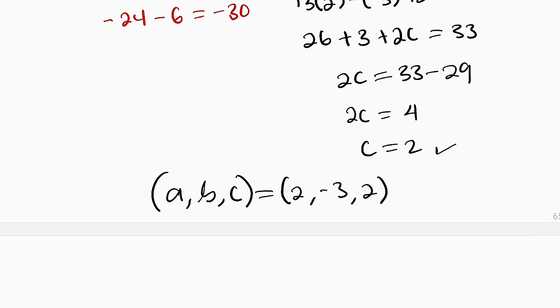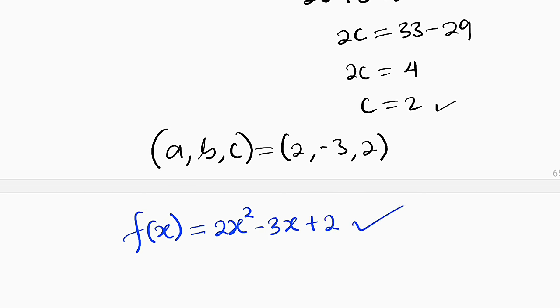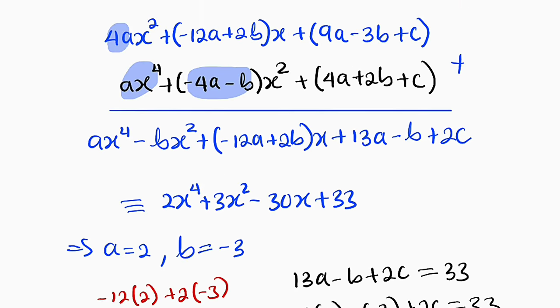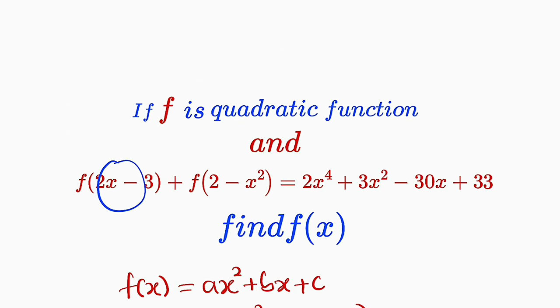These are the values, and hence we can bring back our quadratic function, which is ax squared plus bx plus c, meaning 2x squared minus 3x plus 2. So this is our quadratic function. If you want to verify whether this is true, take this value for x, plug it there, plug this one at the same time, and simplify. You must get this expression.